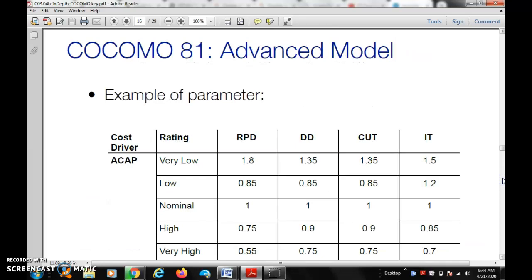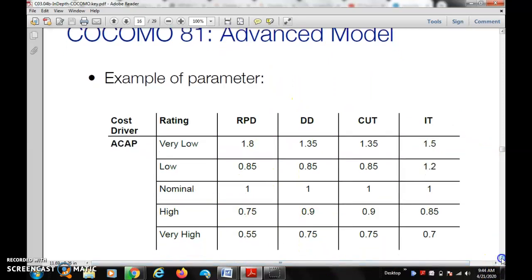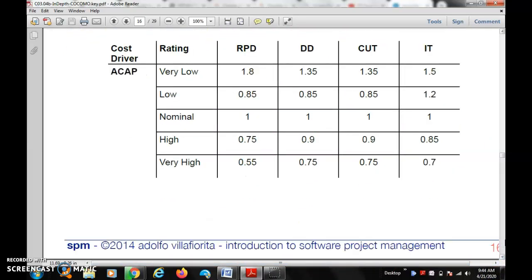Here is the COCOMO 81 advanced model. Rating and RPD, DD, CUT and IT values are given. Rating is very low, low, normal, high, very high. So here accordingly some example parameter values are given. Based on the example parameters you have to calculate the values.